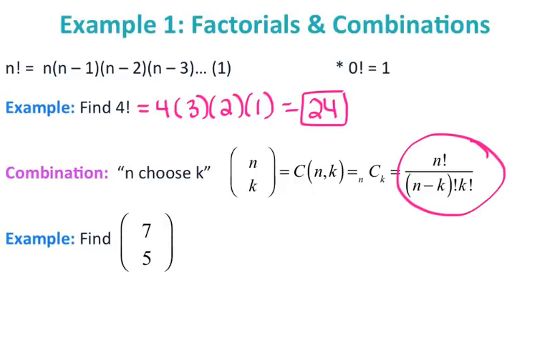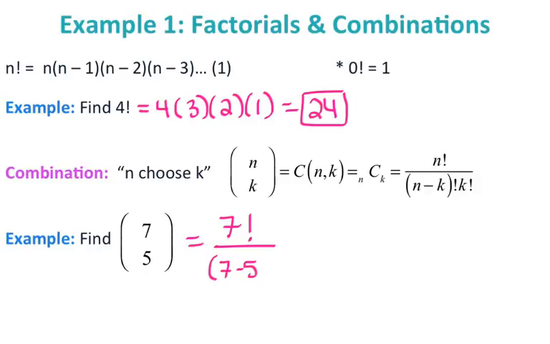For the example, we're trying to find 7 choose 5, because it's n choose k, so n is 7 and k is 5. So my n is 7, so I have 7 factorial over 7 minus 5 factorial. Oh, I should close out that parenthesis. Times k factorial. So I have 7 factorial over 2 factorial times 5 factorial.